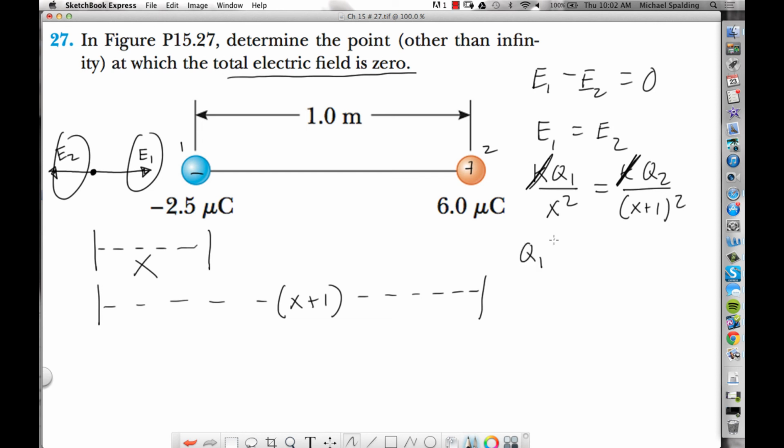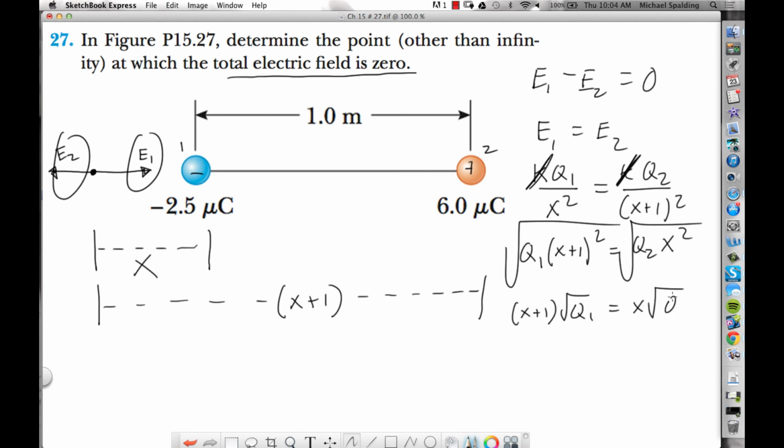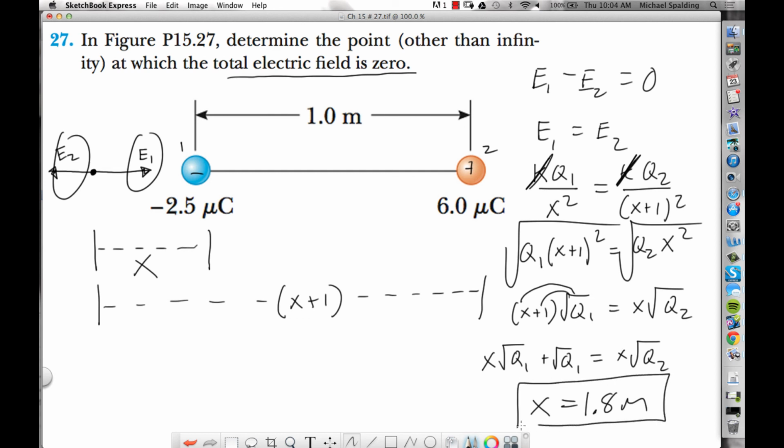Now you're going to have Q1 times (x plus 1) squared equals Q2 times x squared. What I would do is take the square root of both sides. That gives (x plus 1) square root of Q1 equals x square root of Q2. Now let's distribute the Q1: x square root Q1 plus square root Q1 equals x square root Q2. Plug the numbers in. I'm almost out of time here. x comes out as 1.8, so 1.8 meters to the left of the negative charge.